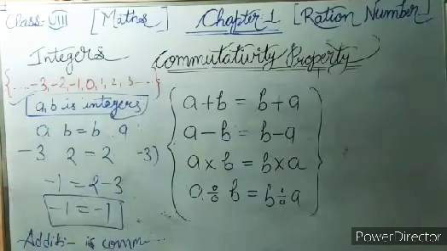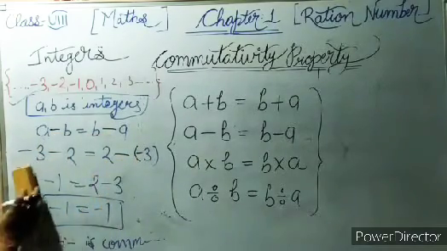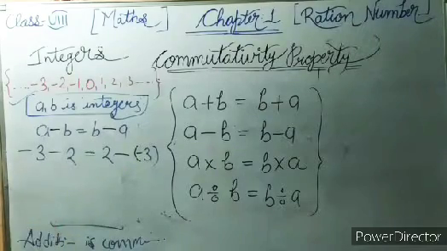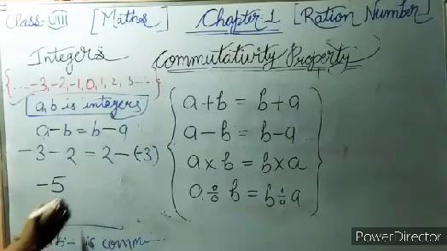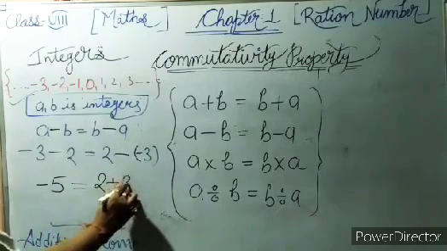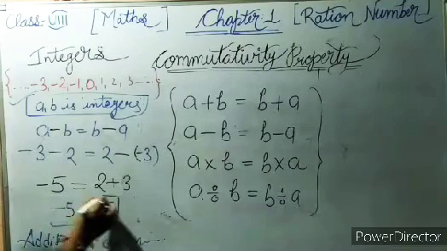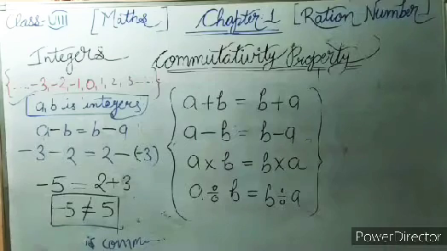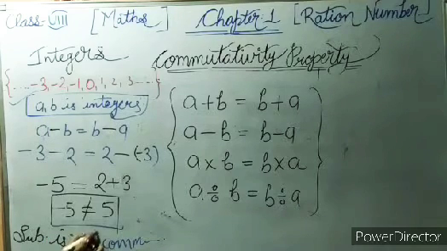Now we move to negative numbers. If we put a negative sign here, what will we get? You see, the same situation, the order changes. 3 minus 5 becomes minus 2, and 5 minus 3 becomes 2. That is why we say minus 2 and 2 are not equal. So we say subtraction is not, please remember, subtraction is not commutative.